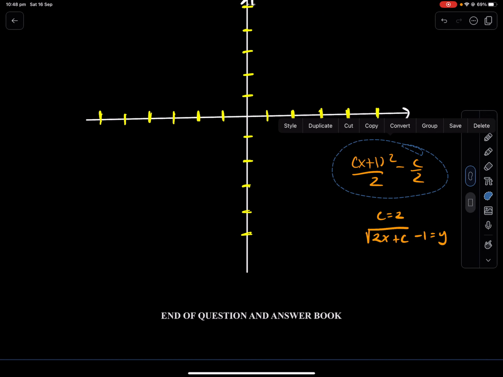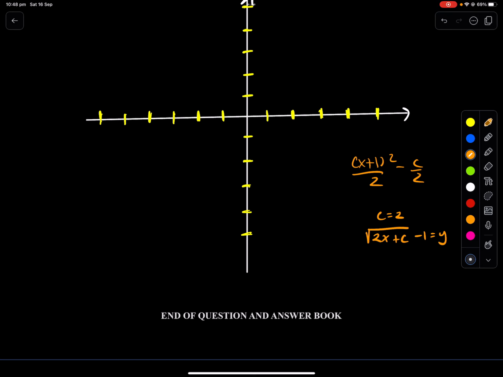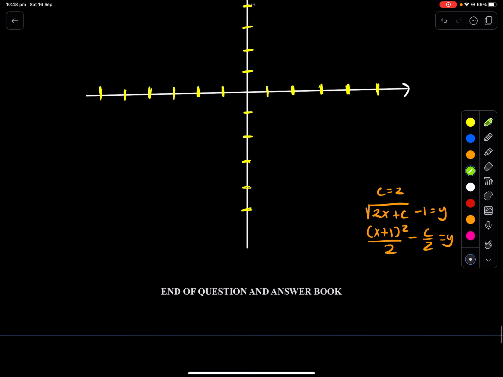And write it nicer. So (x plus 1) squared over 2 minus c on 2 equals your y. So these are your actual inverse. And let's do different colors. Okay, so let's draw when c equals 2 for this.